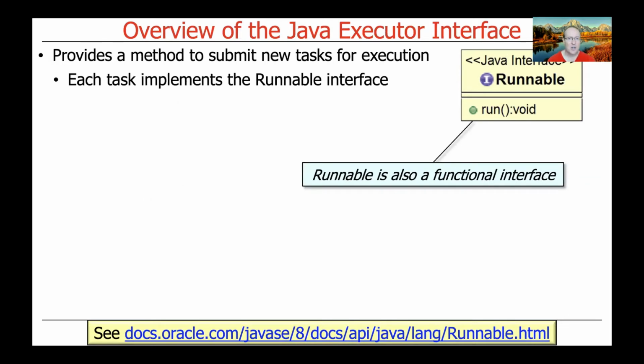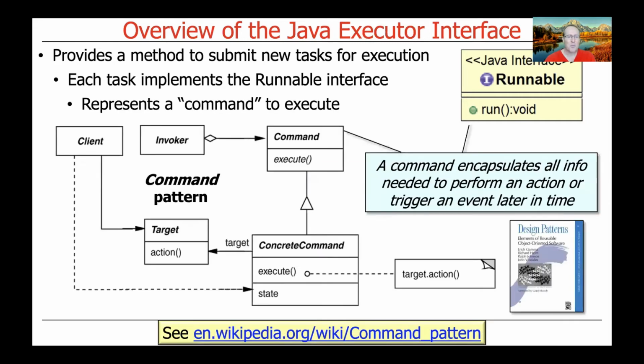Each task that you give to the execute method of the Executor interface implements the Runnable interface. And it should come as no surprise, because I think we've talked about this before, Runnable is also a functional interface. And because of that, you can use method references and or Lambda expressions in order to express those computations very concisely if that's what you need for your purpose. So you can basically think about Runnable as being a command to execute.